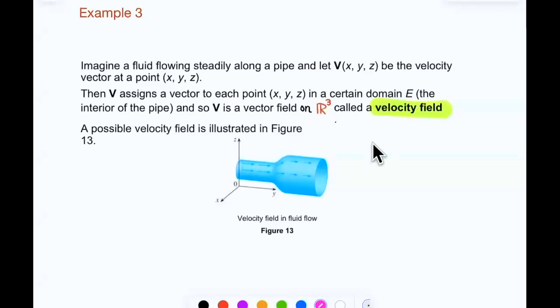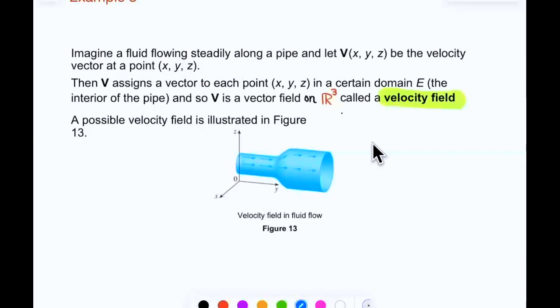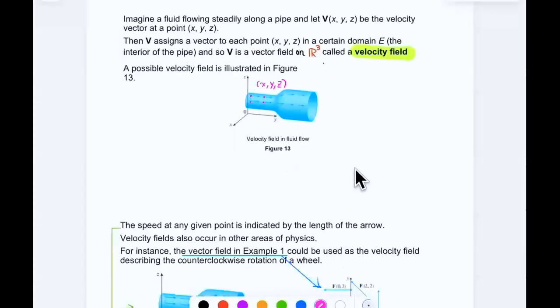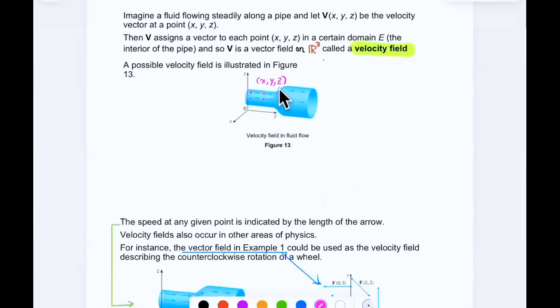Okay, so let's try to think about what this is. You have a point over here, X, Y, Z. Every point right here, X, Y, Z, and you're going to associate a velocity vector. So each point has this velocity vector, the blue arrow there. And the speed at any given point is indicated by the length of the arrow. What do you observe here? Looks like along the middle is the constant speed. The length of the arrow is the same.